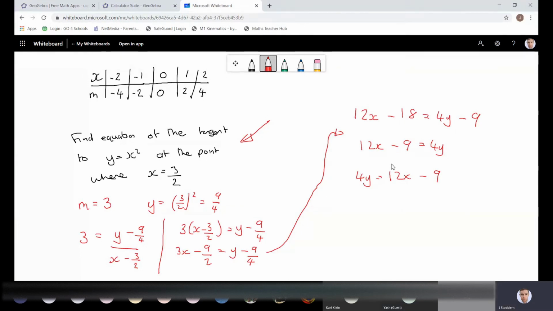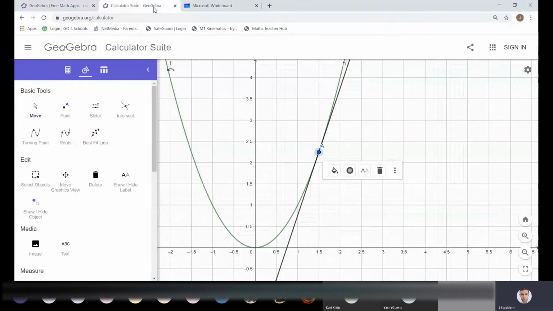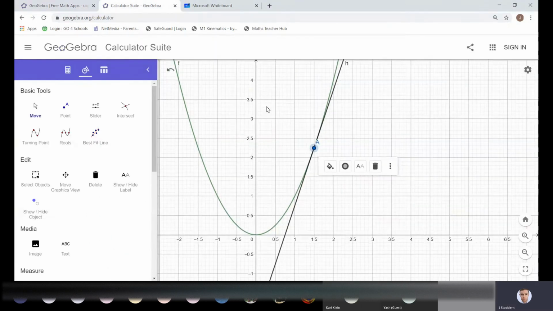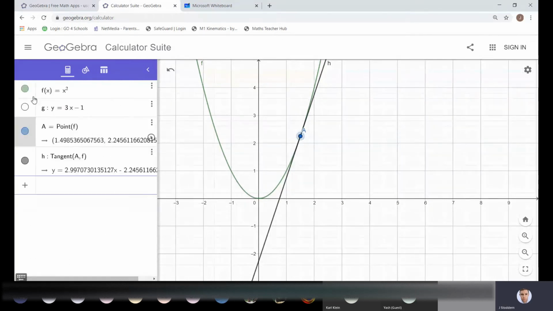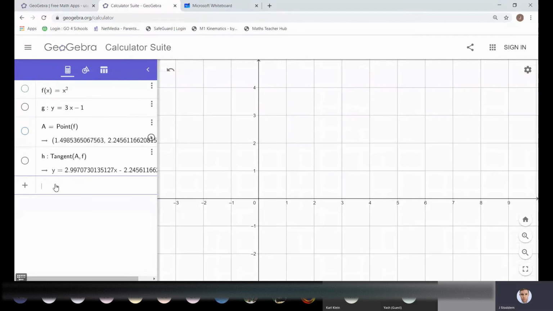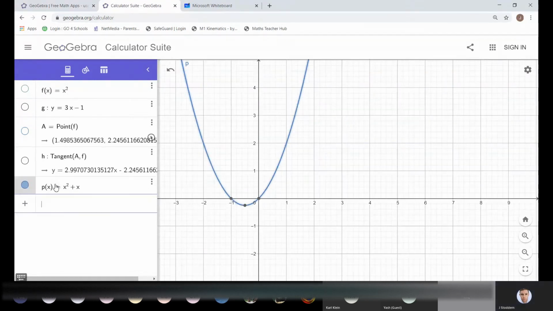Okay, so what we've looked at there is for a simple graph where we've got y equals x squared, and we found out that the gradient is twice the x value. But let's look at a different function. So I'm going to get rid of these points and put a different curve up. I'm going to put x squared plus x.